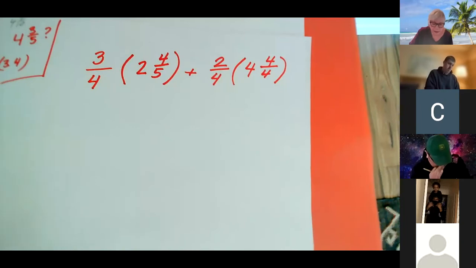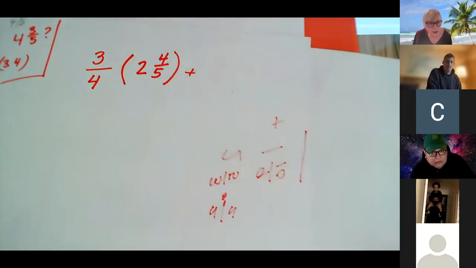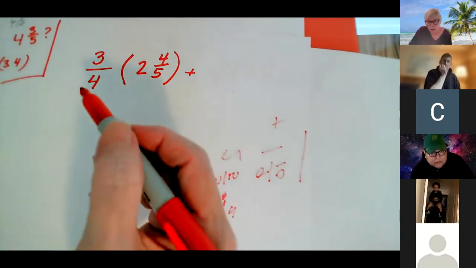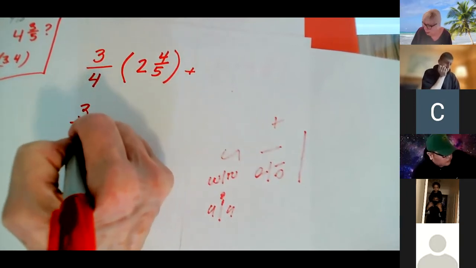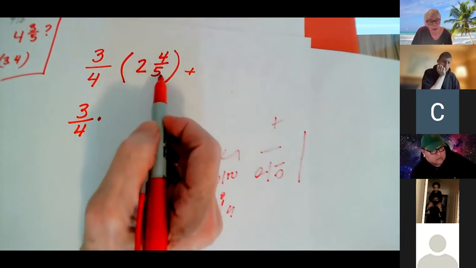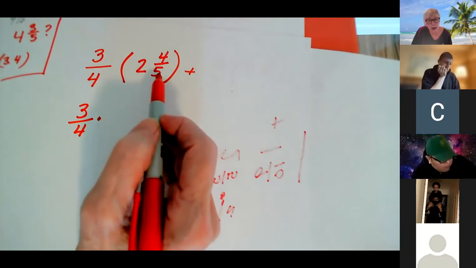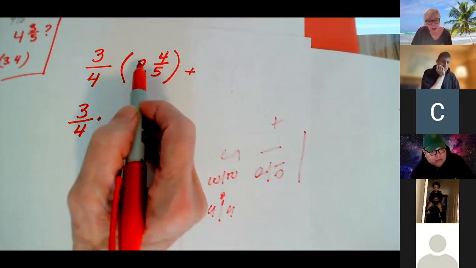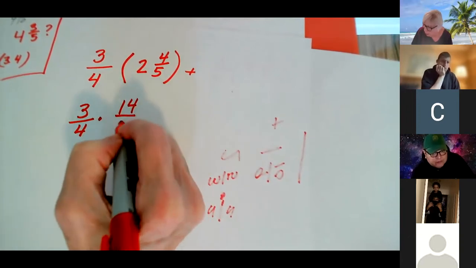Now, that means you could basically ignore this part for the time being and deal with it here. Now, remember, with multiplication, you could multiply anything by anything. But the trouble with this is it's a mixed number, and so you make it a simple fraction. 5 times 2 is 10, plus 4 is 14 over 5.